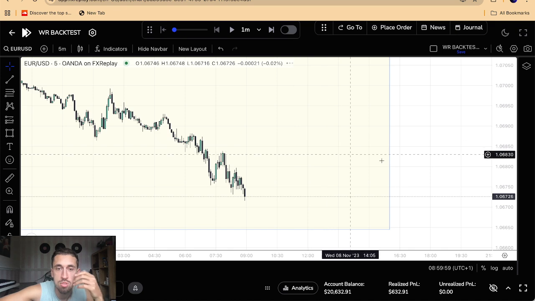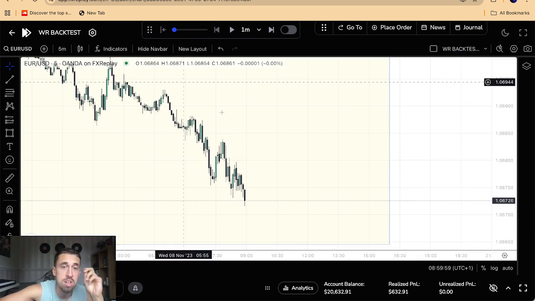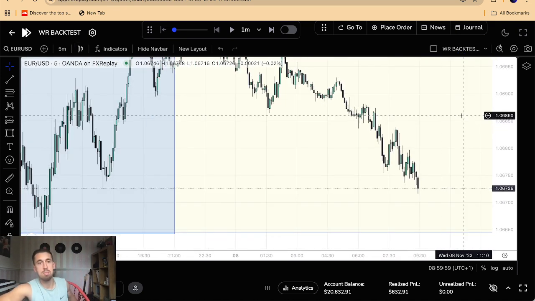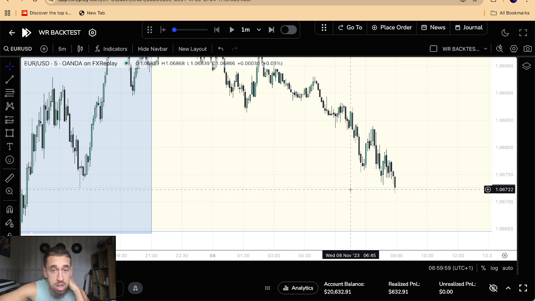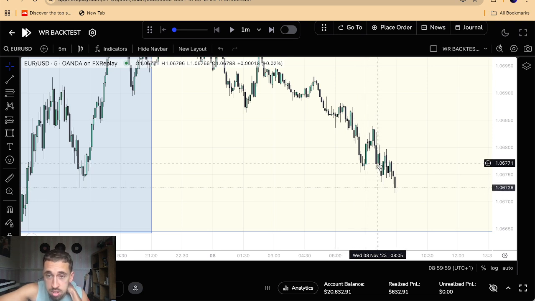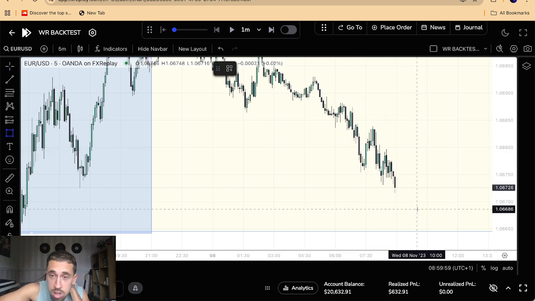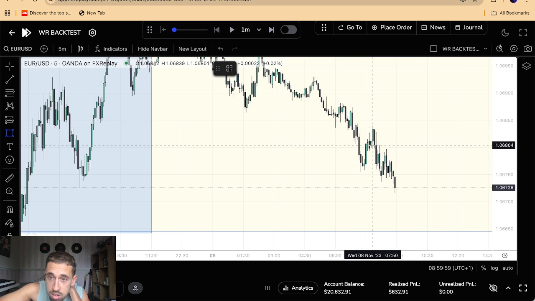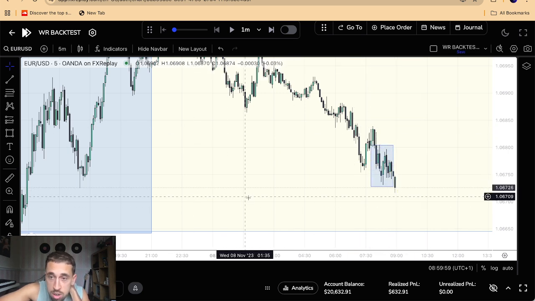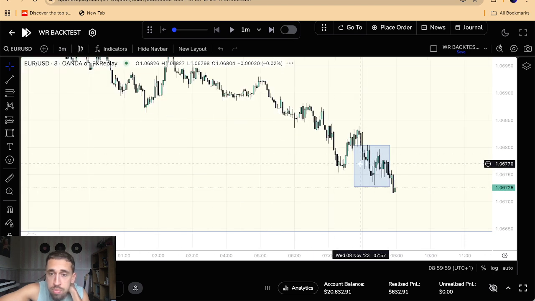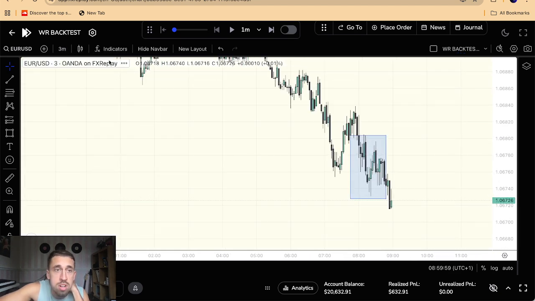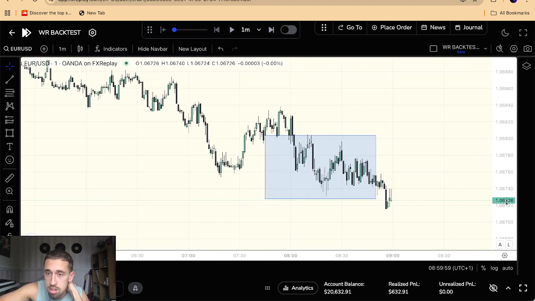So yeah, let's keep just dropping and seeing if we can find anything. So again, my bias is lower. However, look, I've just spotted another looking kind of accumulation looking thing here. We've just taken liquidity below that low. Looking like we want to distribute back into it.